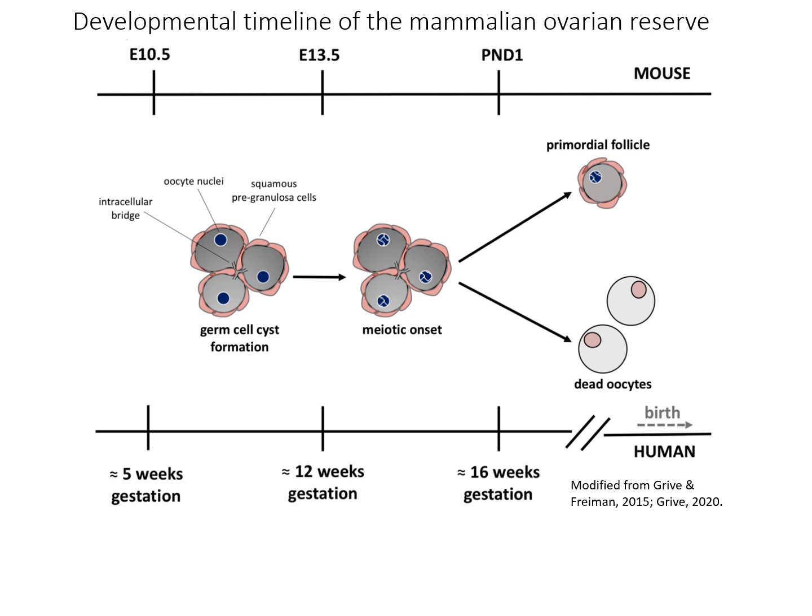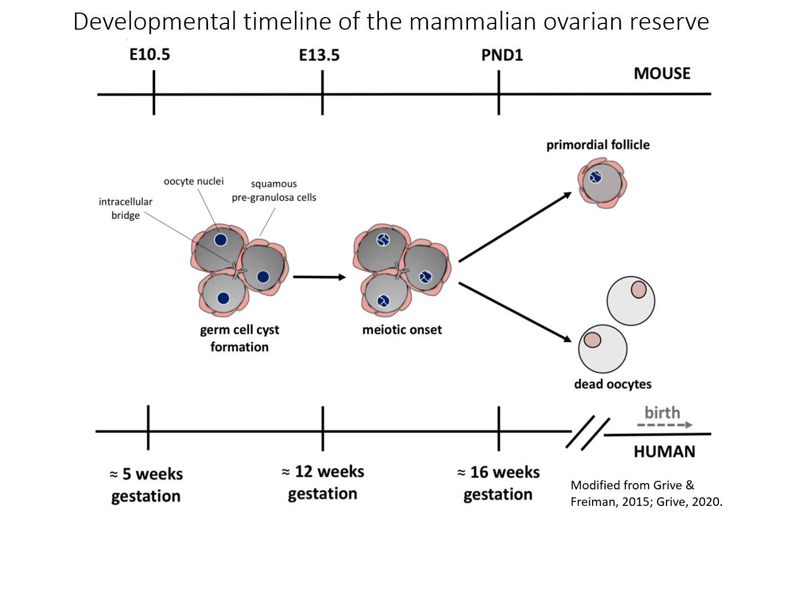Around this time, cysts also undergo a process known as cyst breakdown, and the fragmenting of these cysts results in a massive wave of oocyte loss. The remaining oocytes will then become surrounded by a single layer of somatic pregranulosa cells, forming the ovarian reserve. This ovarian reserve then has to remain quiescent and stable for a very long period of time, up to decades in humans, prior to being activated and ovulated. And you can see on the bottom, the human timeline, this happens very early in gestation as well.